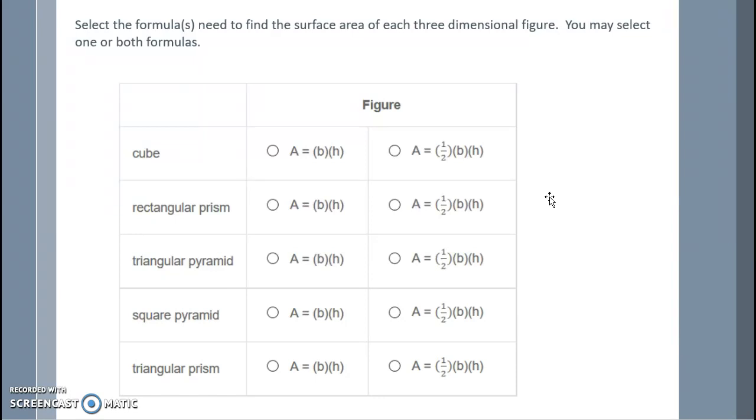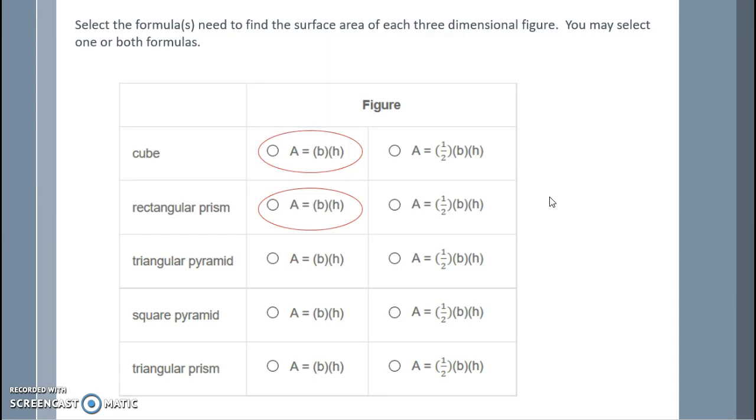So a cube has all 4 sides, which are a square or a rectangle. So we would only need base times height. If we have a rectangular prism, we would also only need a base times a height because all of our sides would be squares or rectangles.